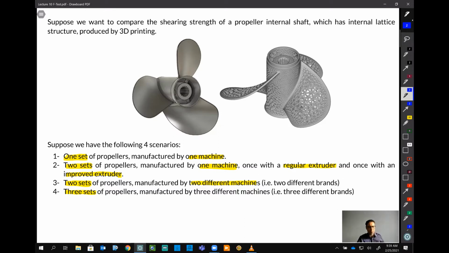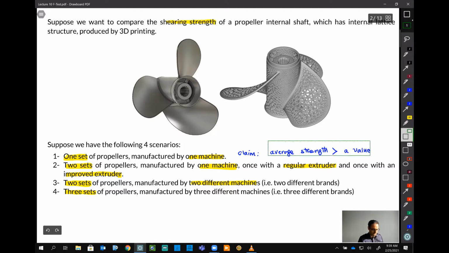The claim for each of these scenarios can be like this. For the first one, remember what we are testing: the shearing strength. We are testing the parameters of these propellers, and we have done the test and averaged them. Maybe the claim for the first one is that the average strength is bigger than a value. That can be the claim.